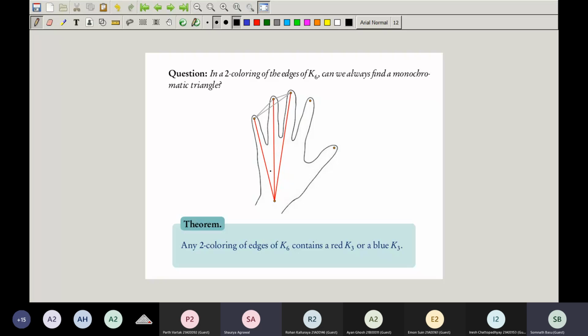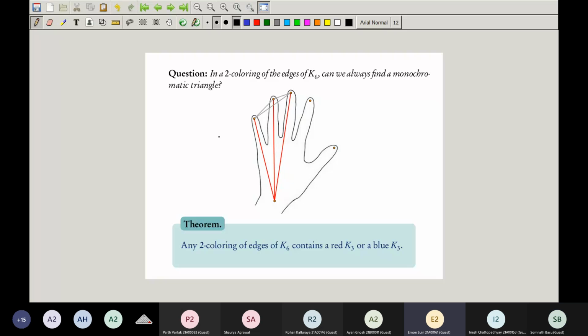You can do casework. If you have one vertex with 5 monochromatic edges emanating from it, then you'll have 5 C 2 monochromatic angles. If you have 4 and 1, then you'll have 4 C 2. If you have 3 and 2, then you will have 3 C 2 plus 2 C 2, that will be 4, and that will be the lowest. So you can have 4, 6, or 10 monochromatic angles at a single vertex. Considering the worst case, you have at least 24 monochromatic angles. Okay. But what do you do with the monochromatic angles?